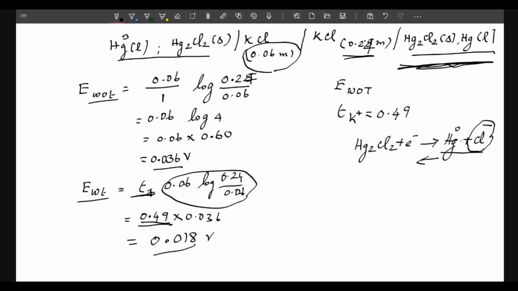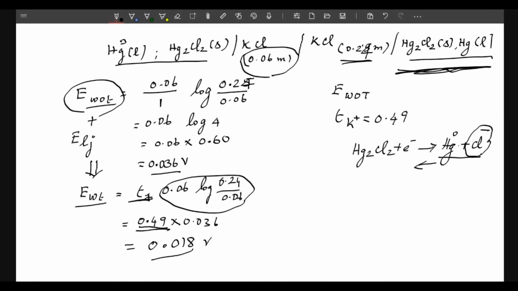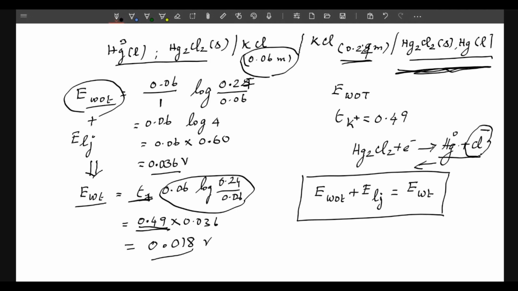We have studied that EWT, that is with transference, involves the liquid junction potential, whereas EWOT does not have liquid junction potential. If you add the liquid junction potential, that is E of LJ, to the cell without transference, that EWOT would be converted to EWT. Therefore, take down these relations: EWOT plus the liquid junction potential ELJ will give you EWT.